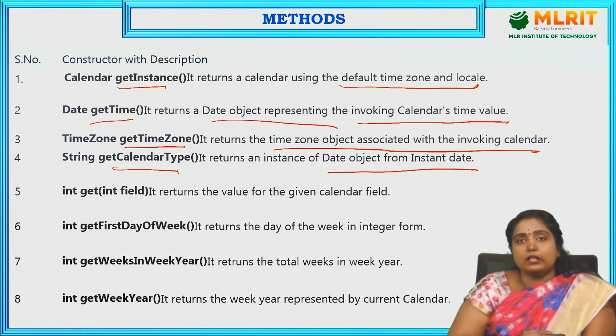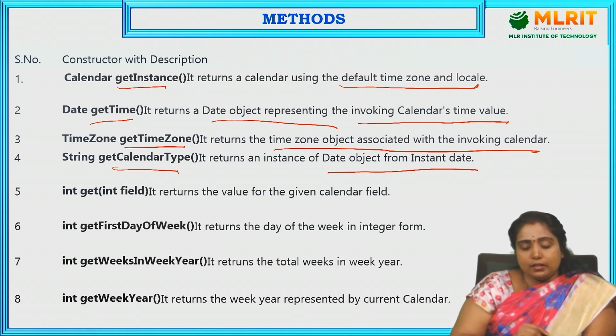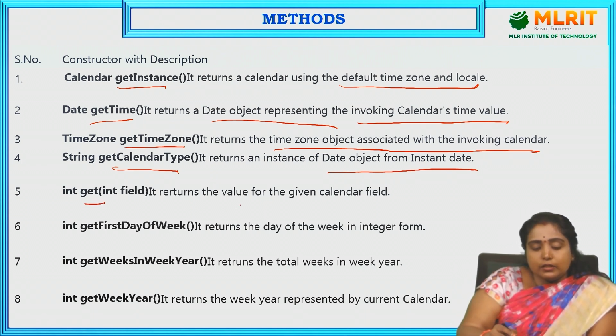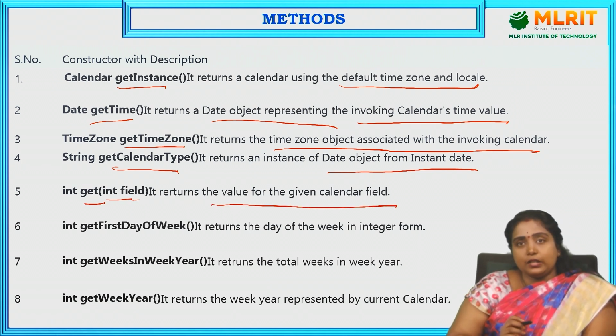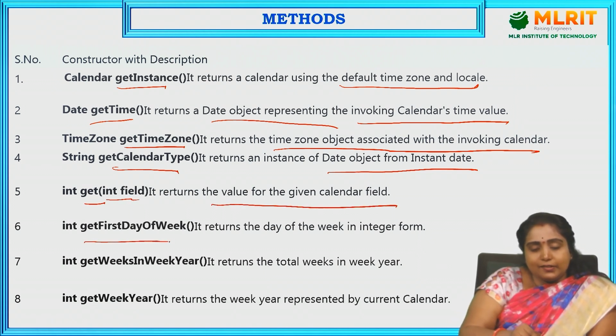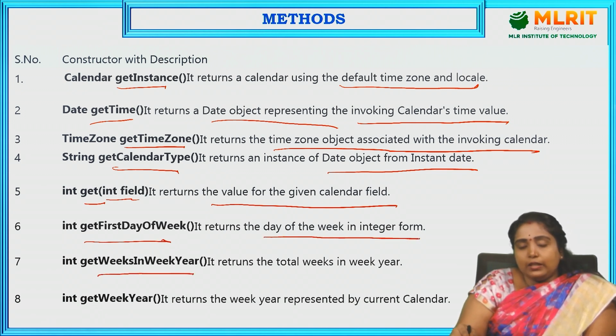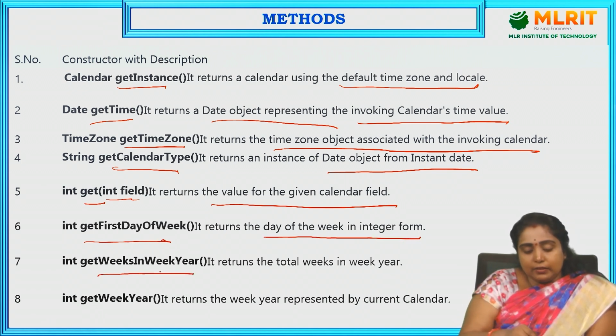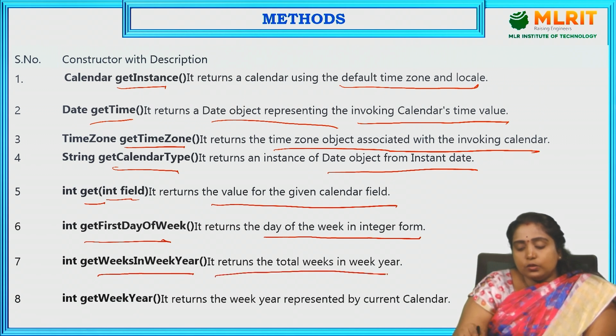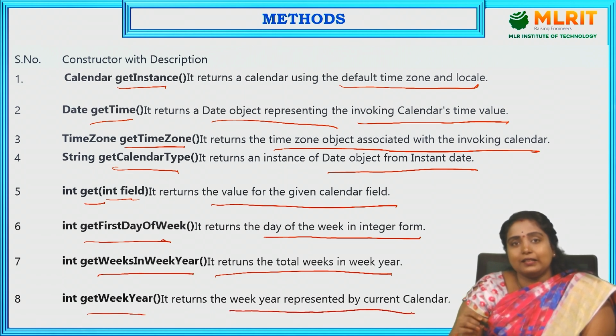It will return the Date object from the instant date. And get is a method to which you give a field, and it will return the value of the given calendar field. And getFirstDayOfWeek will return the day of the week in integer form. And next, getWeeksInWeekYear returns the total weeks in a week year. And getWeekYear returns the week year represented by the current calendar.